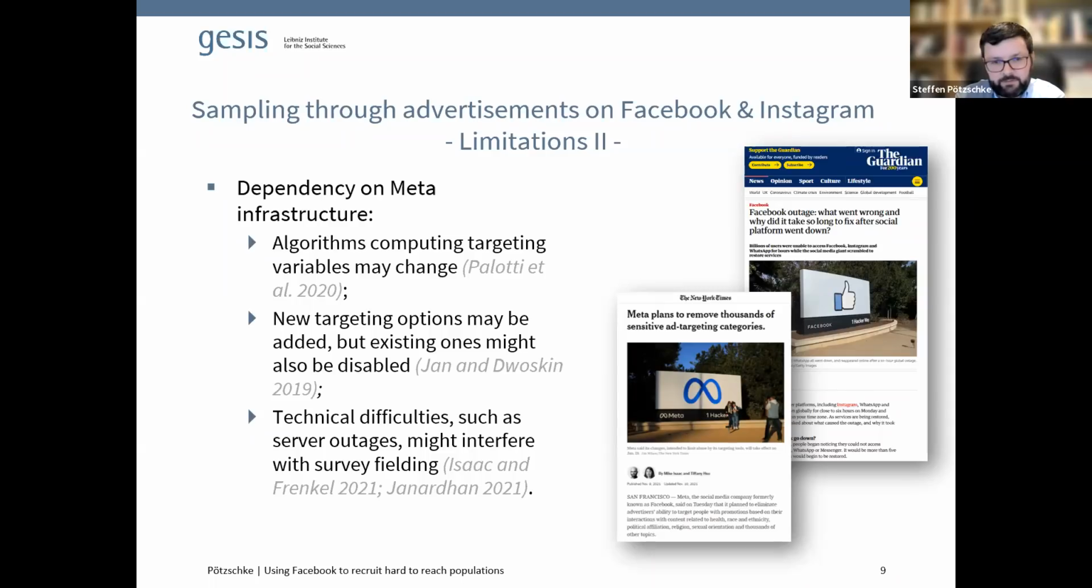And of course, and I assume many of you are also aware of that, there is always the risk of severe outages, as we had in October, if I'm not totally mistaken. So this could interfere with your fieldwork. But then again, the last point also applies to many other sampling procedures or survey procedures where, in many cases, you rely on some kind of technical infrastructure, which could, of course, fail.